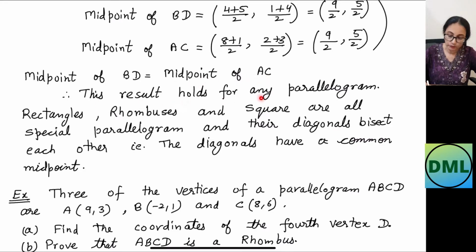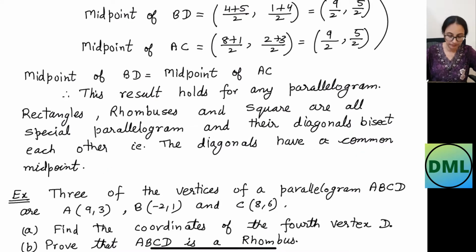This result holds for any parallelogram. Rectangles, rhombuses and squares are all special parallelograms and their diagonals bisect each other. What is the meaning of that? The diagonals have a common midpoint.